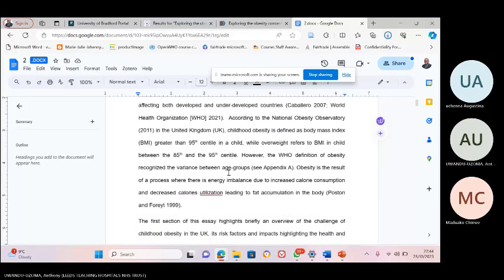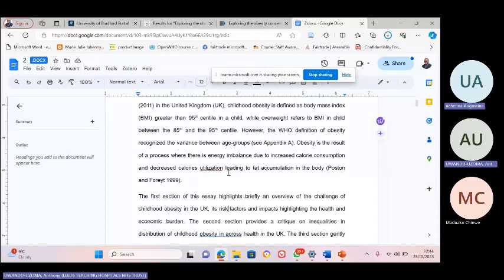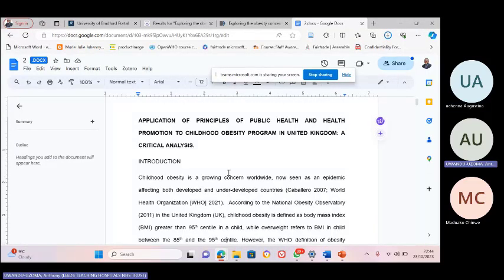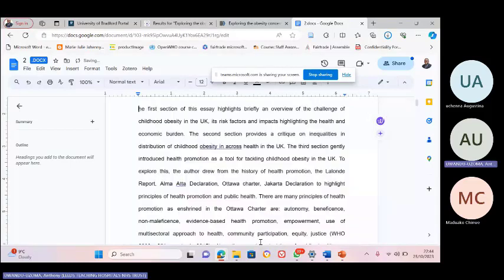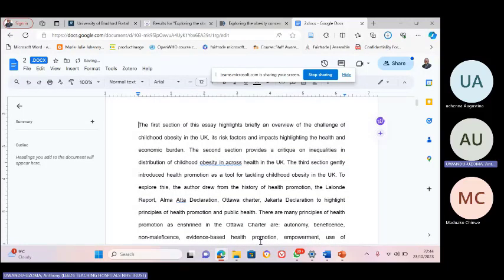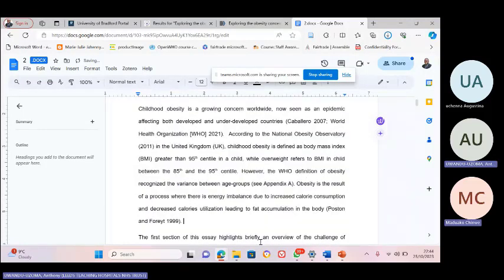When I was writing this essay, I was wondering whether I should bring this down, cut off this part and start with the first section of the essay and the second section. But then I decided to leave it, because it is a way for me to start my essay.